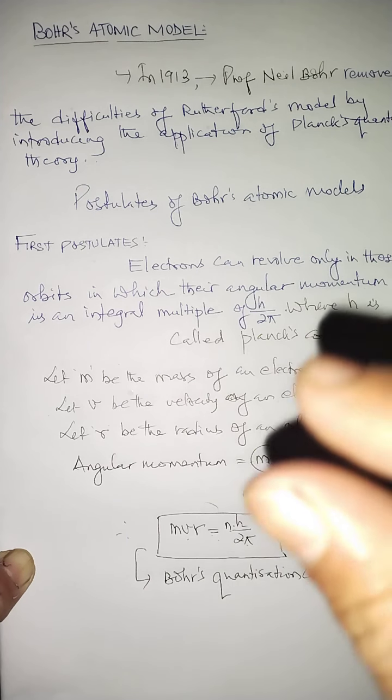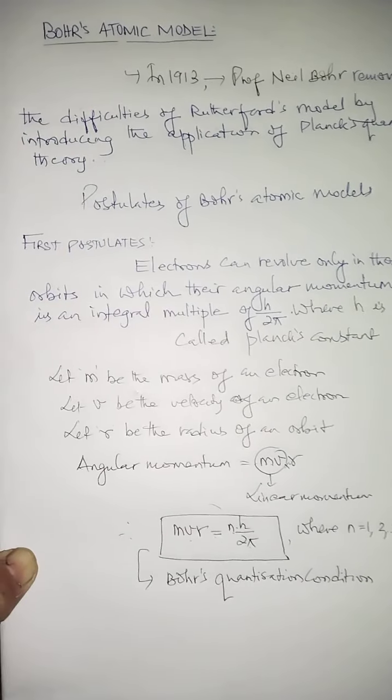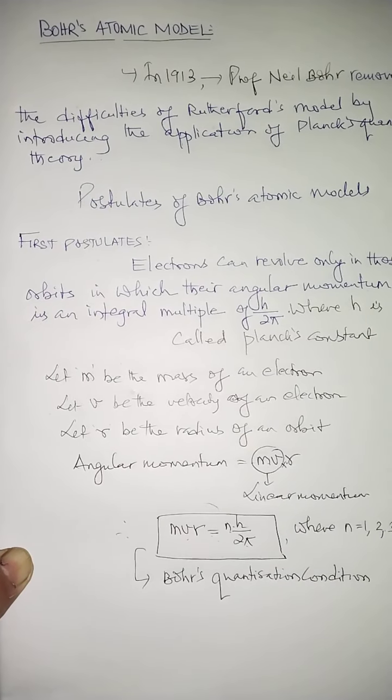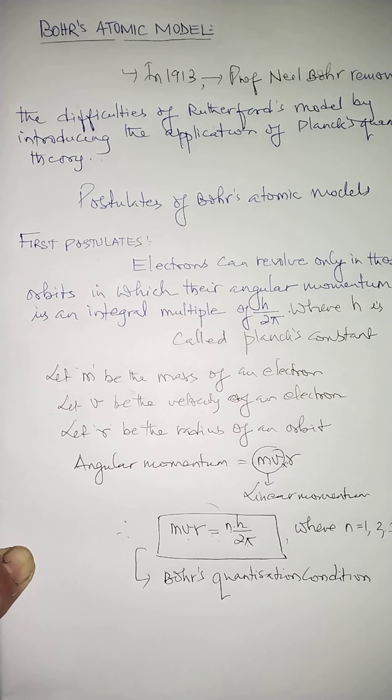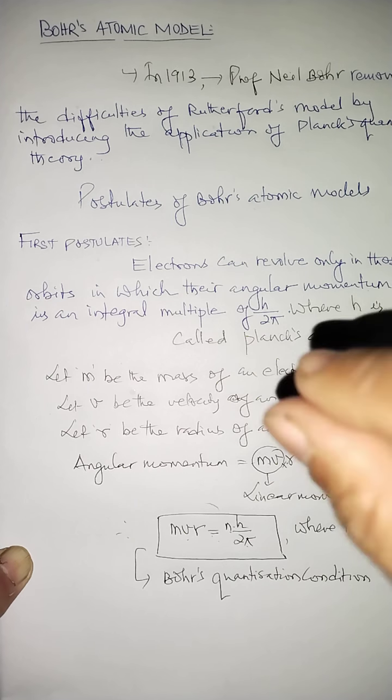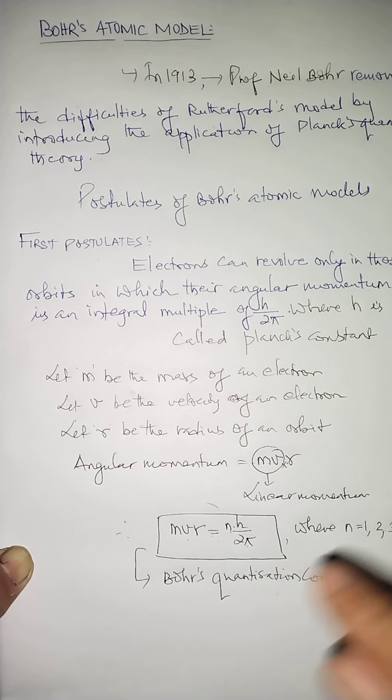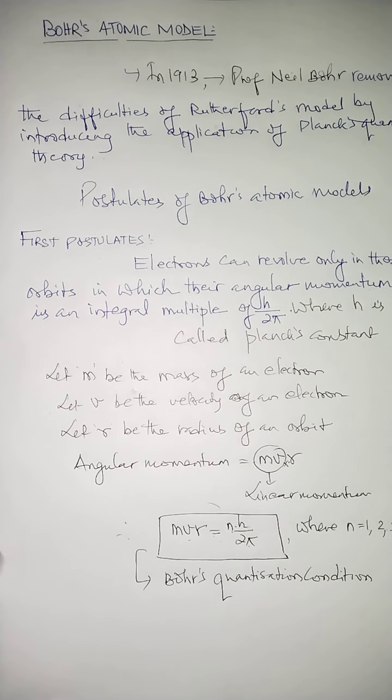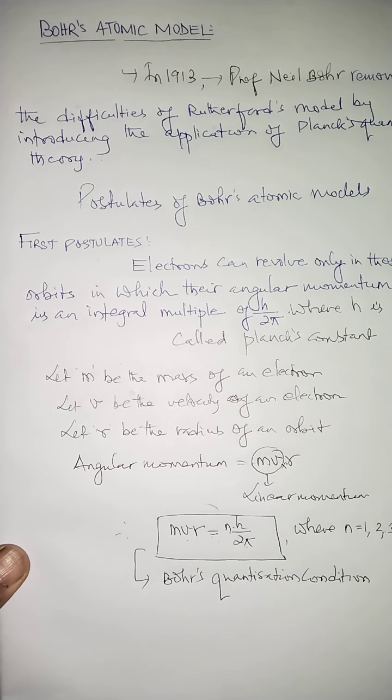That means if there are 5 electrons, they revolve in the first orbit. If there are other 6 electrons, they revolve in another orbit like that. The electrons can revolve only in certain discrete orbits of definite radii, not all. These orbits are called stable orbits. So this is the first postulate of Bohr's atomic model.